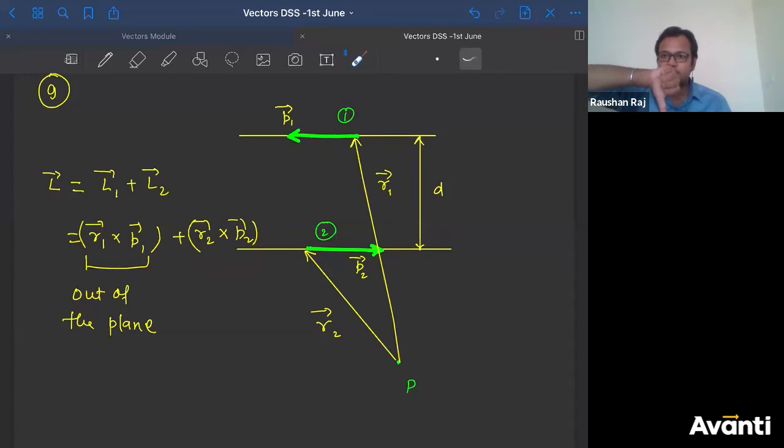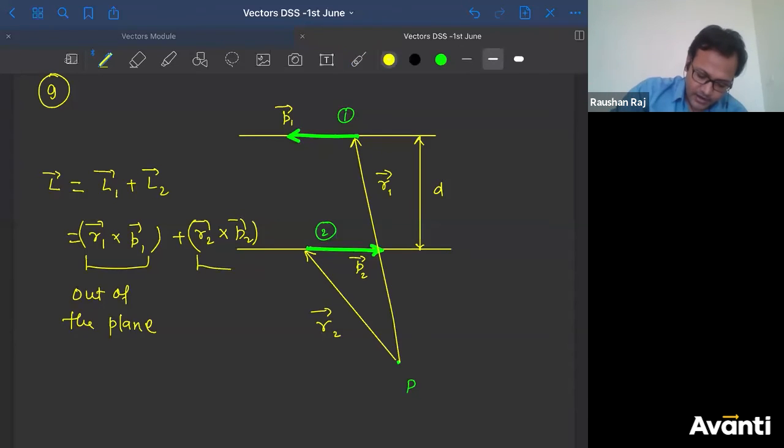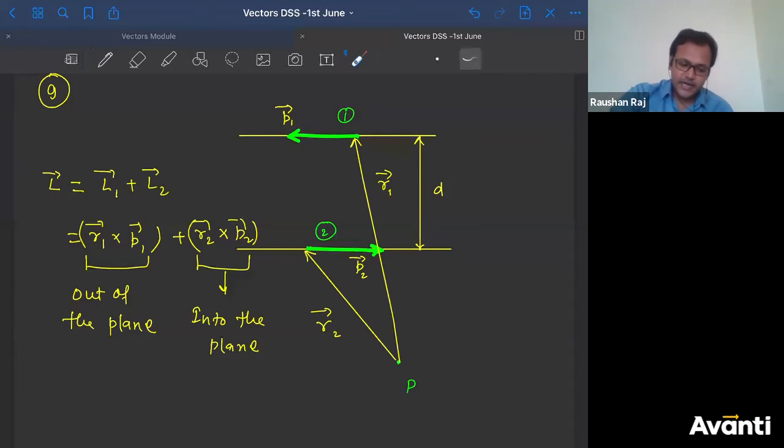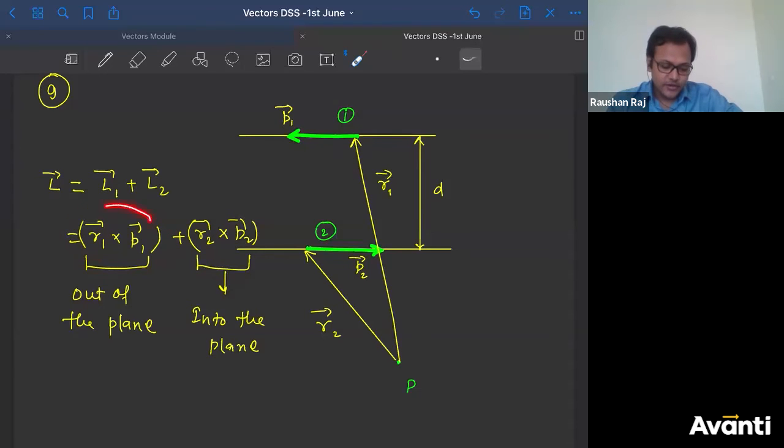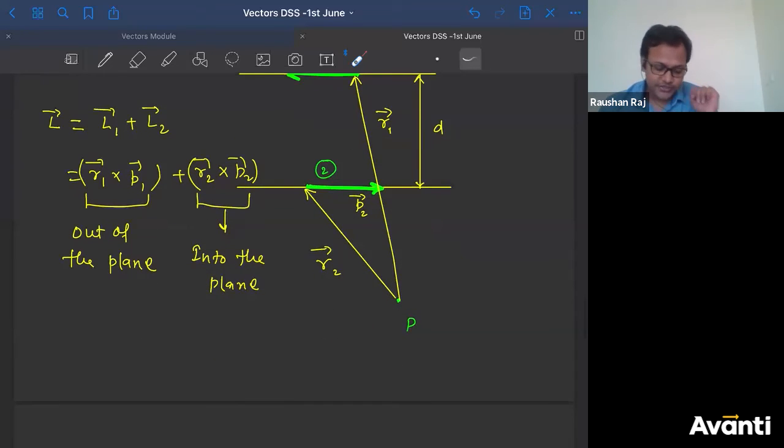Then in which direction does the thumb point? Downward. That means into the plane. Okay? Yes, Kirtan. Sumedha, correct. So the direction of R2 cross P2 is into the plane. Can I say that both of these vectors are opposite to each other? The cross product that I get by solving this is out of the plane, and this vector is into the plane. So there are two vectors like this, one up and one down, so they are in opposite directions.